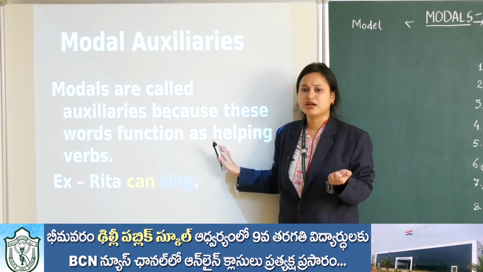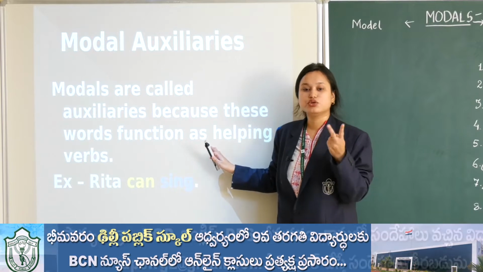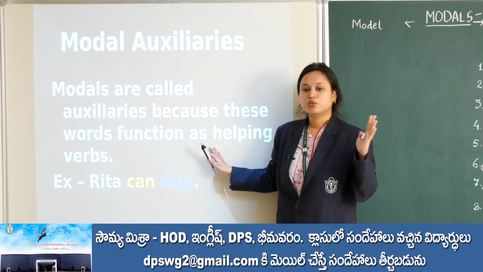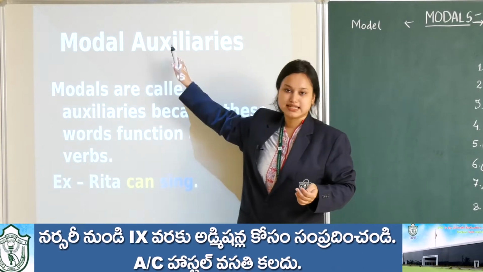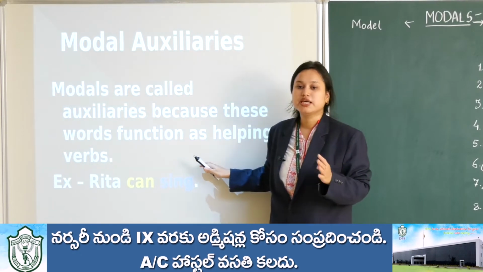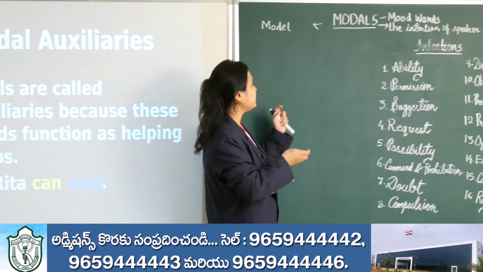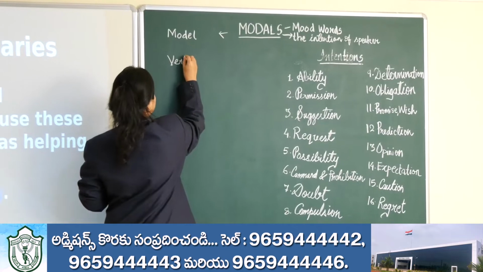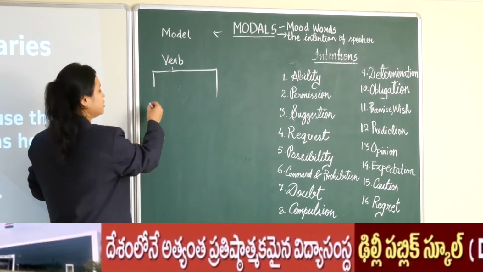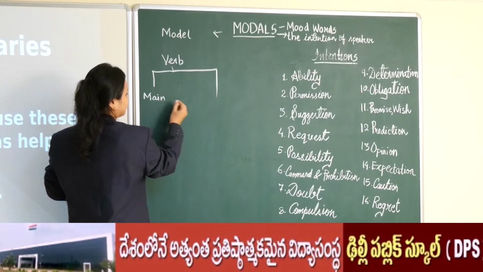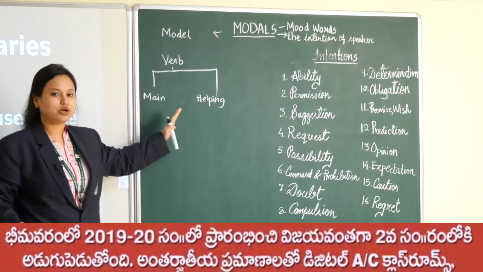We have been reading since our primary school years that there are two types of verb. One is the main verb, one is the helping verb, right? So the other name of the helping verb is the auxiliary verb. I told you verbs are two types: one is main, one is helping.